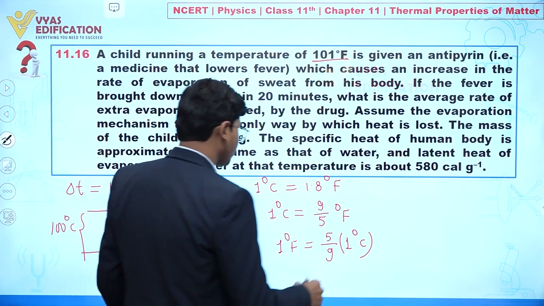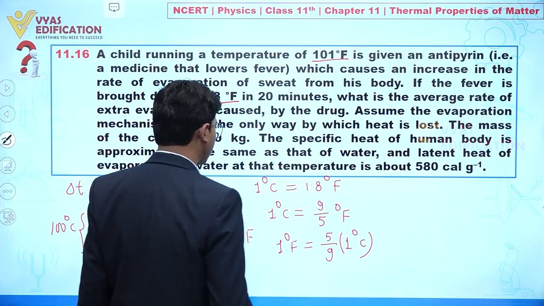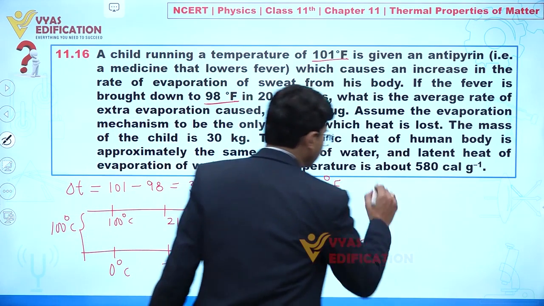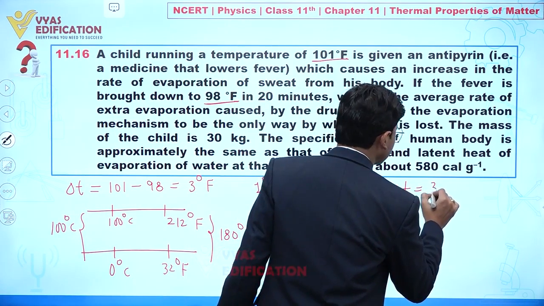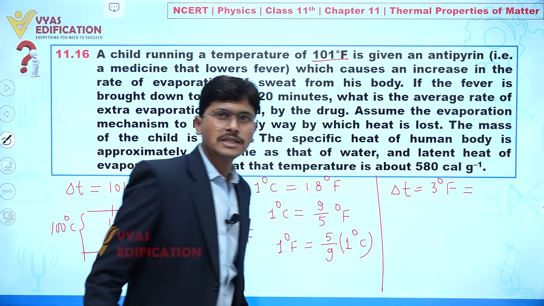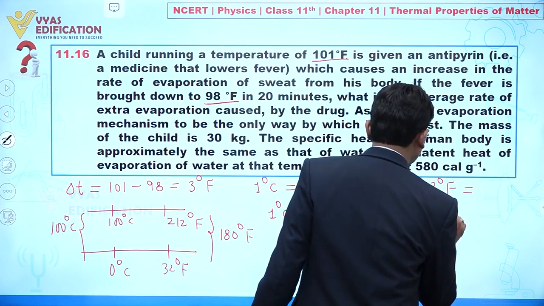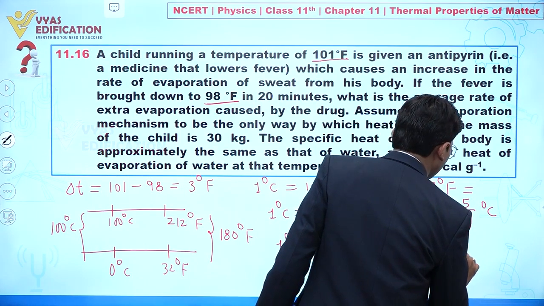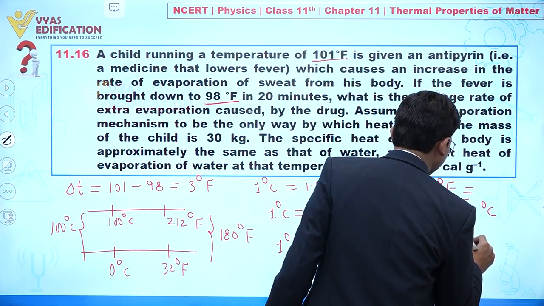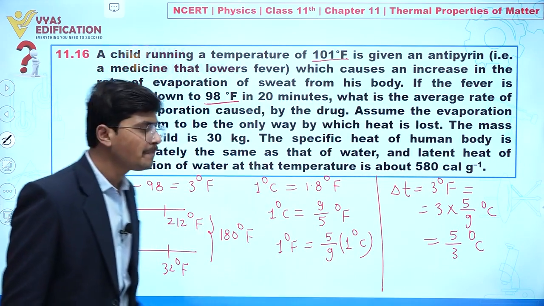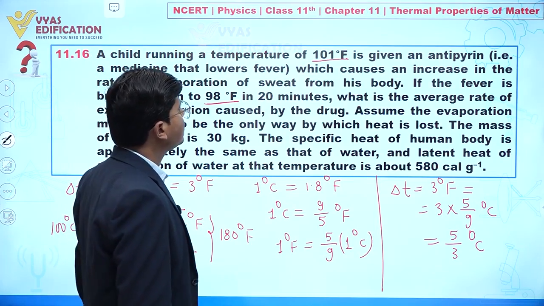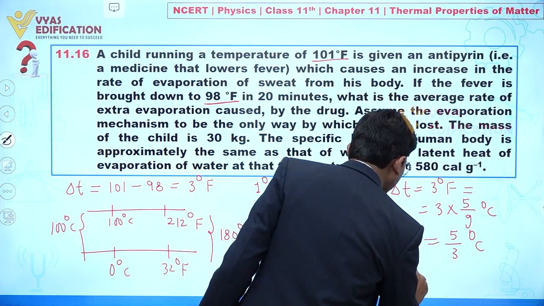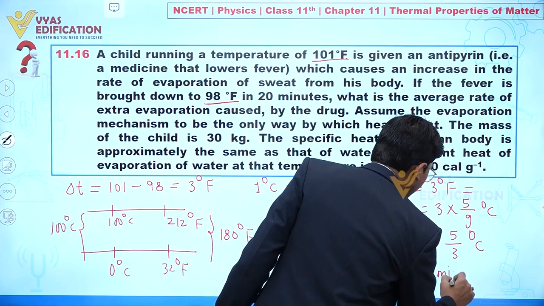So we can convert this Fahrenheit difference into degrees Celsius by multiplying. Delta T is 3 degrees F, which equals 3 multiplied by 5 by 9 degrees Celsius, so this equals 5 by 3 degrees Celsius. Clear? So this is the temperature difference, and the temperature is coming down in 20 minutes. So the total time given is 20 minutes.